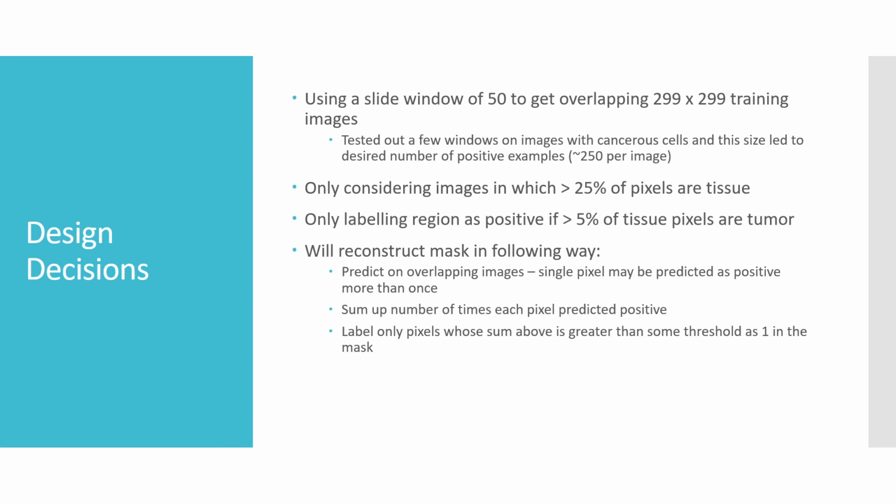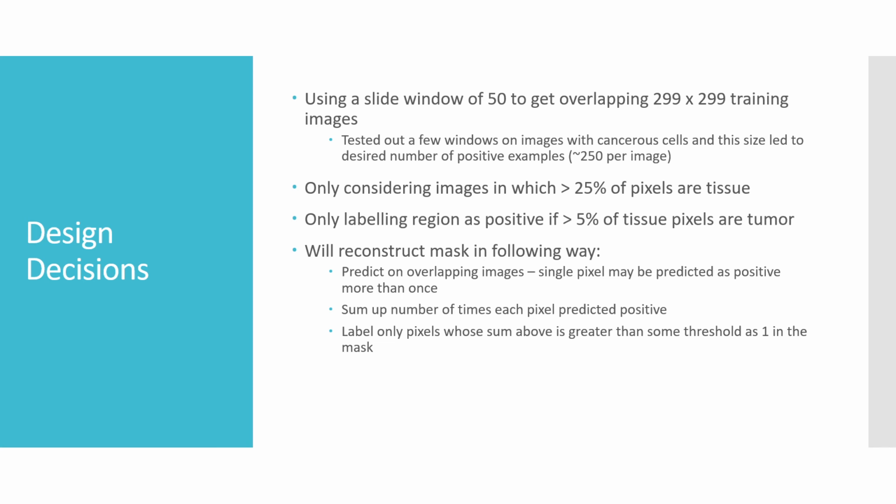And then another design decision is that I'm only considering regions of the slide where at least 25% of the pixels are tissue. I didn't want to overcomplicate anything for the model, so I eliminated anything that can't be cancerous because there's no tissue, so might as well exclude them. And then also my data set will be a little less imbalanced. And then I'm only labeling a region of the slide as positive if at least 5% of those tissue pixels are tumor.